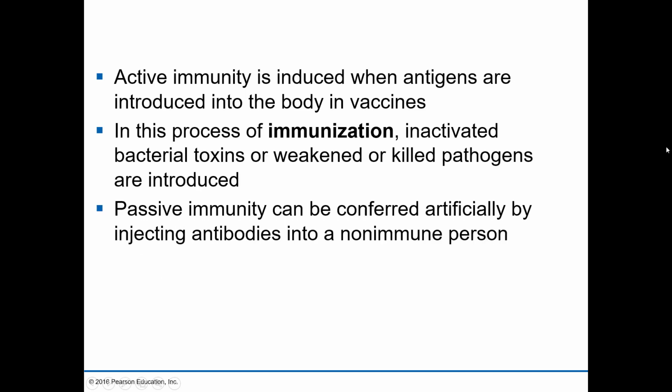Active immunity is induced when antigens are introduced into the body in vaccines. This process is called immunization. Inactivated bacterial toxins or weakened or killed pathogens, so a live or a killed virus, but the virus will be weakened, are introduced. And passive immunity can be conferred artificially by injecting antibodies into a non-immune person.